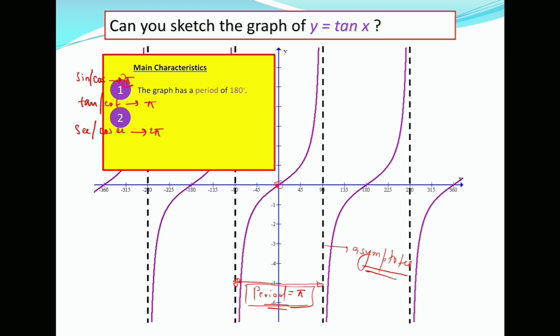Main characteristic, the graph has a period of 180 degrees. It has no maximum value, no minimum value, and tan x is undefined at -270 degrees and -90 degrees, 90 degrees and 270 degrees, and these are known as asymptotes.